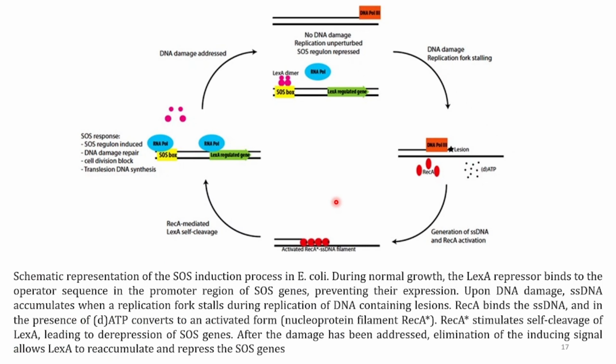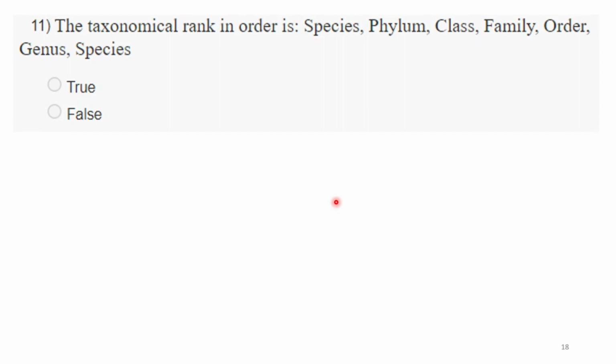Okay, now moving on to the next question. This is a very basic question. The taxonomical rank in order is... What is the taxonomical rank? False. Anybody else? So you're correct. This is false because obviously it's not shown in the right order.